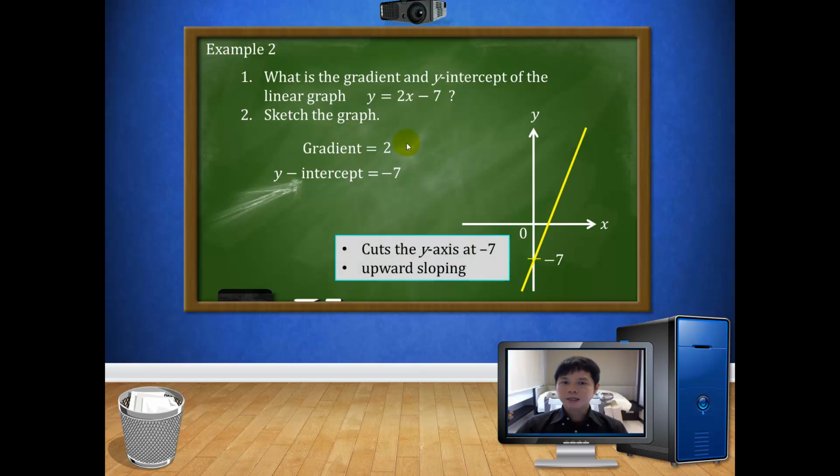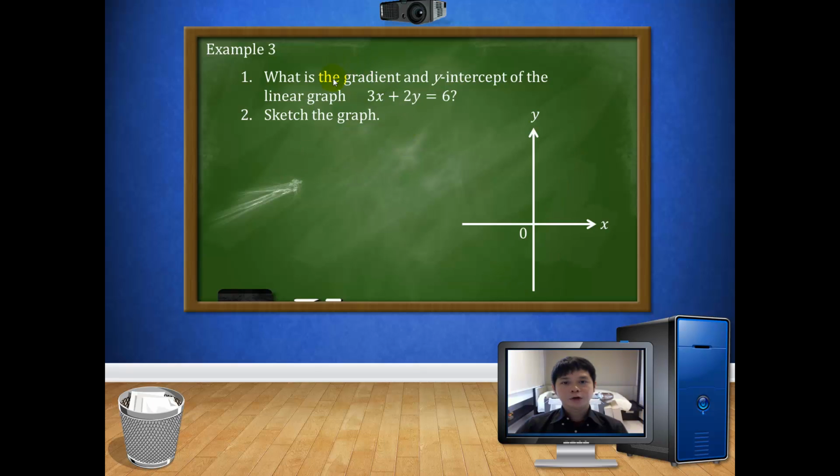We shall now look at yet another example. 3x plus 2y equals 6. Is this in the form of y equals mx plus c? No, it isn't. Therefore, we have to change it to that form by making y the subject. In order to do so, we will subtract 3x on both sides. And hence, on the left-hand side, we will have 2y. And on the right-hand side, we will have negative 3x plus 6.